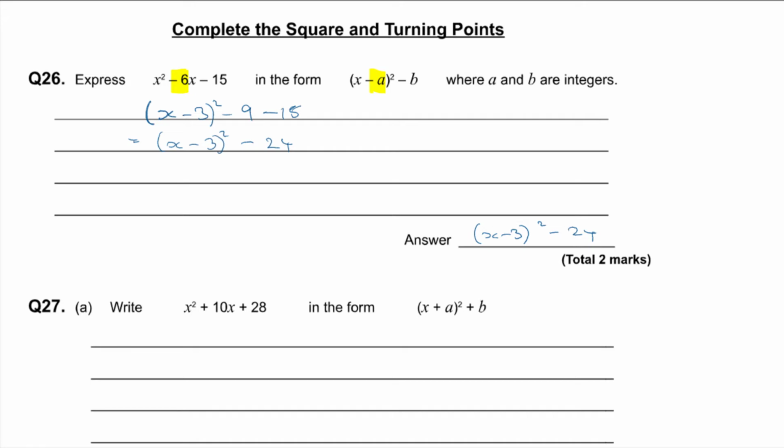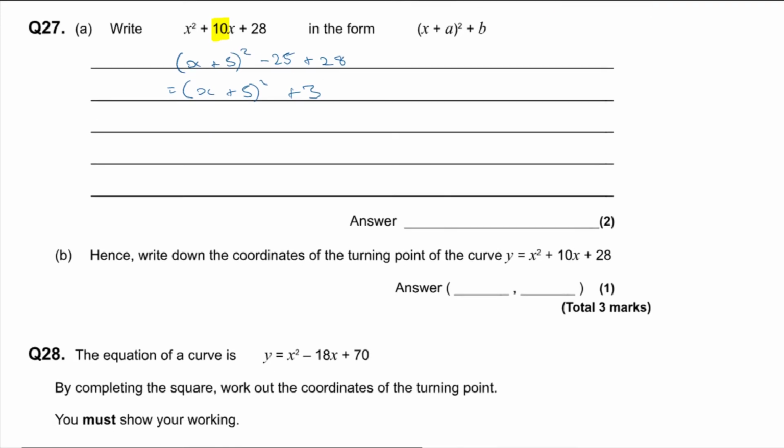Part 27a, right? x squared plus 10x plus 28 in the form x plus a all squared plus b, so in complete square form. Again, I'm going to take this coefficient of x, going to halve it. That's the thing that goes in the bracket. x plus 5 all squared. I'm going to take off the square of 5, minus 25, and I'm going to add on the 28 I already had. Okay, so just tidying up that bit at the end, I'm going to get x plus 5 all squared plus 3. Okay, so I suppose I better write on the answer line.